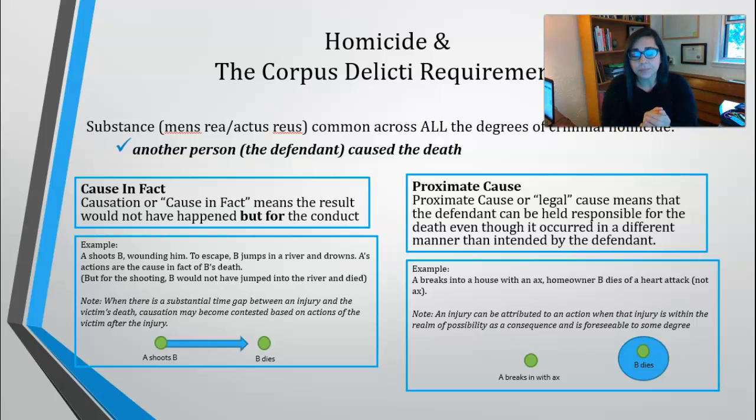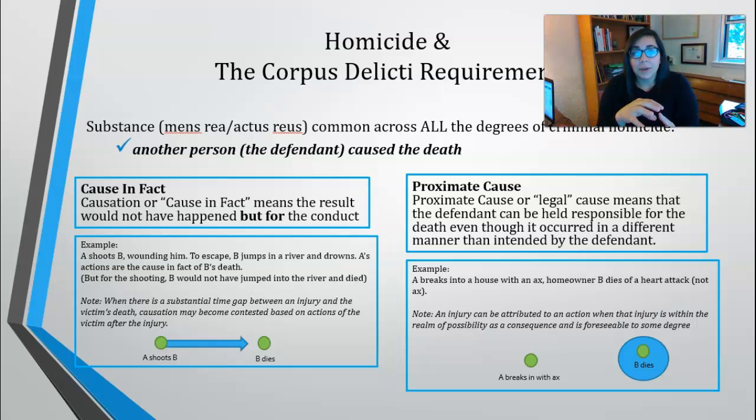But that direct causation, the but for, is the most direct way of showing that one person was the actual cause of that death. Now, consider that in comparison to proximate cause. Let's take a look at the scenario here. A breaks into a house with an axe. Homeowner B dies of a heart attack, not the axe, so scared that the person broke in with the axe that they died of a heart attack. But for that person breaking into the house, that person would not have died. That's where we want to go with that. But for this thing, this would not have happened.